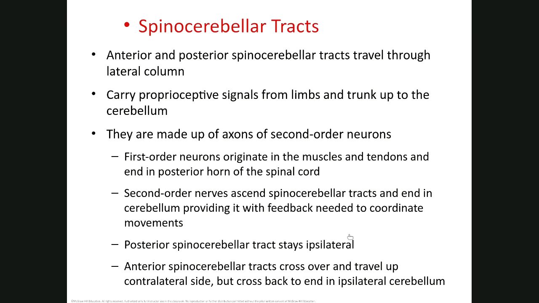There's a spinocerebellar tract, which is made up of first order neurons coming from the muscles and tendons to the spinal cord, and then from the spinal cord up, and decussates, entering part of the spinal cord. The posterior spinocerebellar doesn't cross over; it stays on one side. The anterior crosses over. And they will end up in the cerebellum. From the cerebellum, it may lead into the motor cortex.